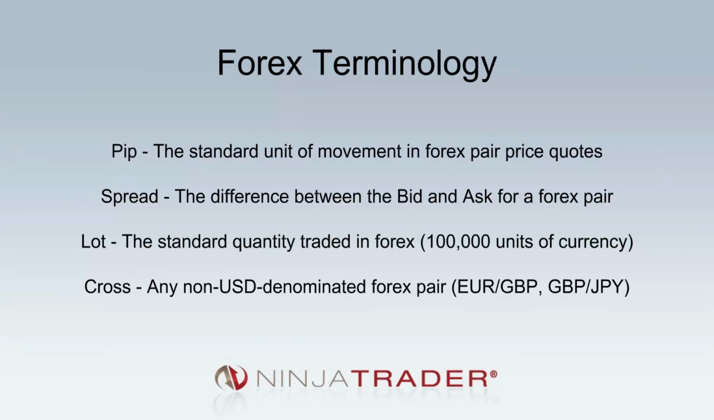Now, if you wanted to trade less than that, you could trade what's called a mini lot, which consists of 10,000 units of currency, or you could trade what's called a micro lot, which consists of 1,000 units. And you can do any combination of the two. For example, you could do 2.5 mini lots, which would be, what, 25,000, I believe, something like that. Or you could do 3 standard lots, which would be 300,000.